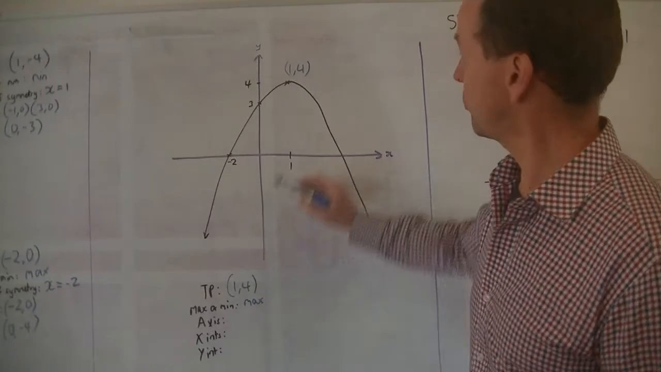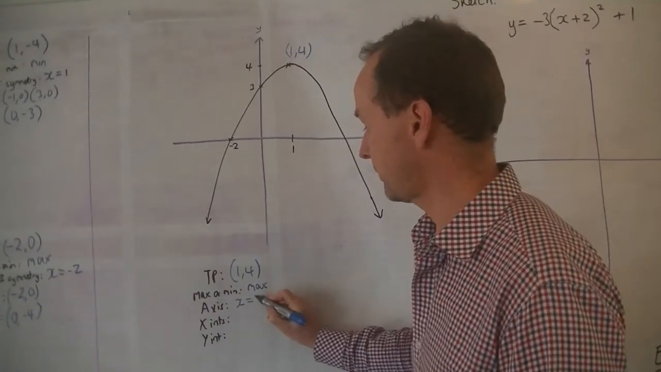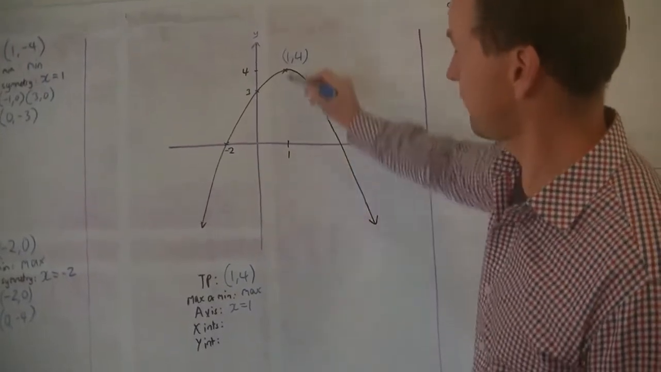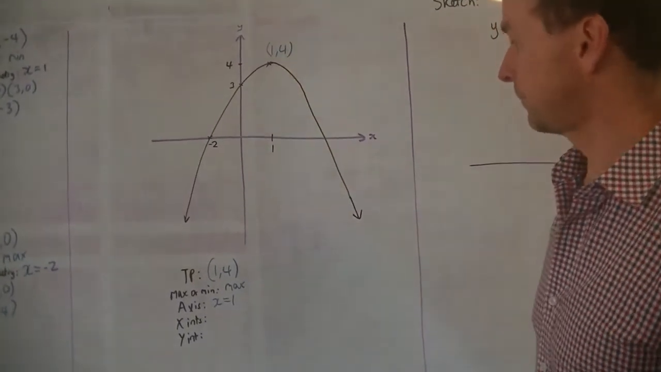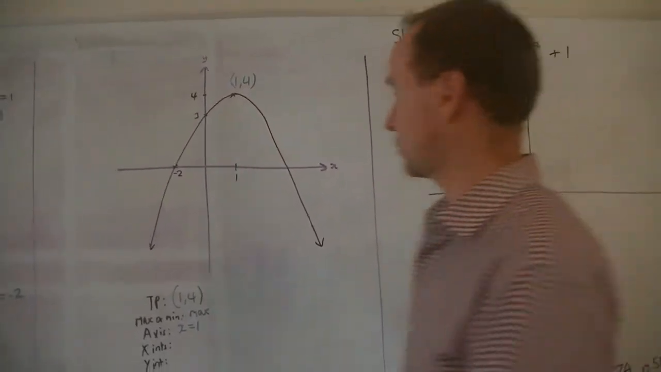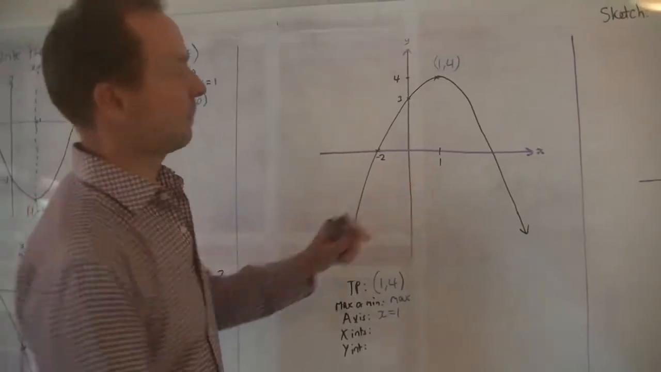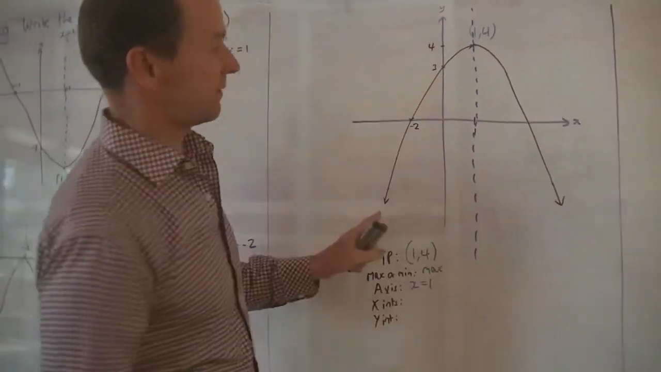The axis of symmetry, it goes through there. So I'm just going to write down what the equation is, x equals 1. Because remember, it's a vertical line that goes through that turning point there. The x-intercepts. Now, I've made this intentionally a little bit tricky. So what did I say about a parabola? I'm going to actually put the axis of symmetry in. And I said that they're always symmetrical.